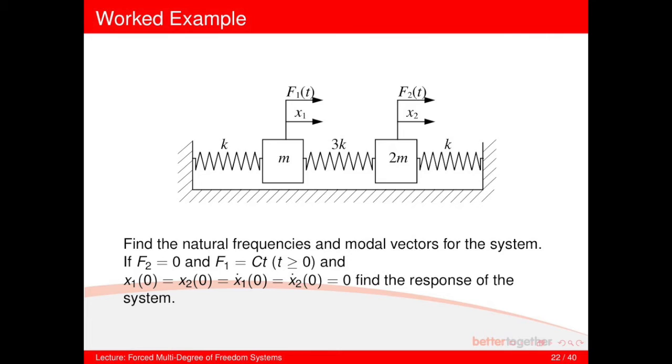And we're assuming initial rest conditions. The displacement of x1 and x2 at time equals 0 is 0, and the velocity of x1 and x2 at time equals 0 will also be 0. So initial rest conditions. And obviously, the question says, what is the response of the system? So we need to find values for x1 and x2.